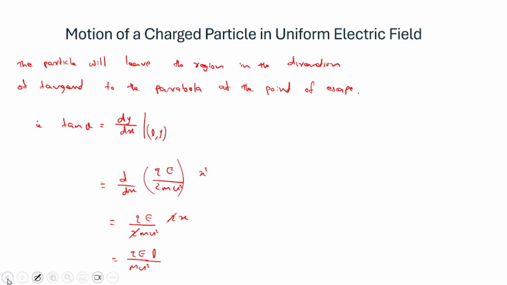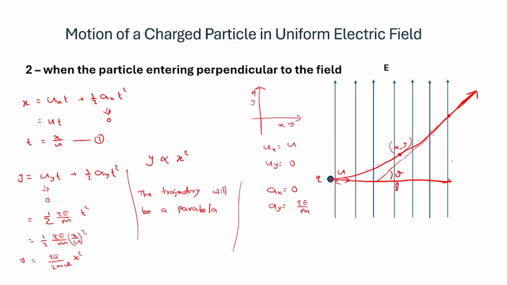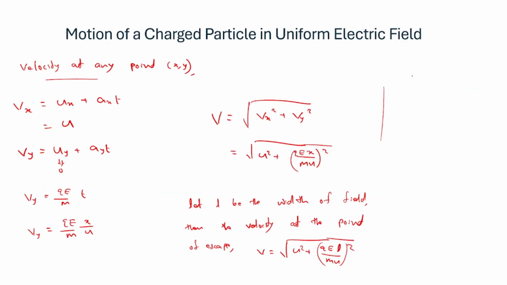And we can also find the kinetic energy of this particle at the point of escape. That will be equal to half m Vx square plus half m Vy square. So the kinetic energy will be equal to half m into V square, that will be equal to half m into u square plus (qEL upon mu) whole square. So this will be the kinetic energy.